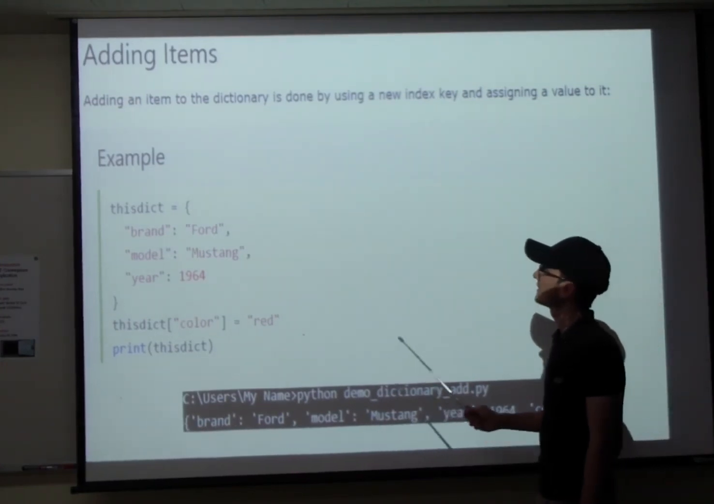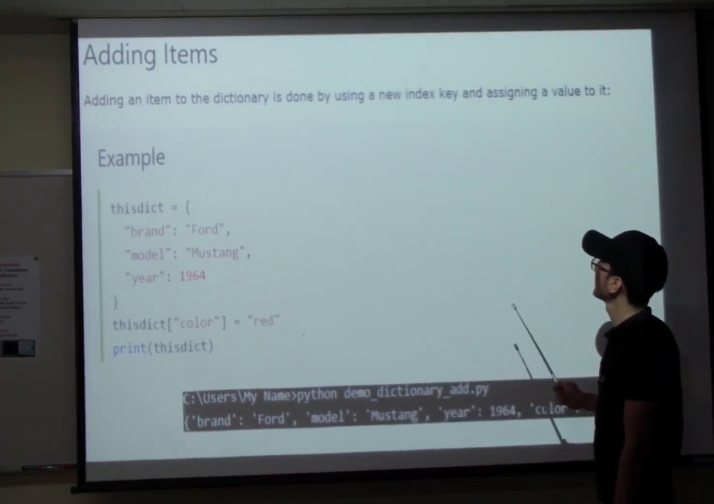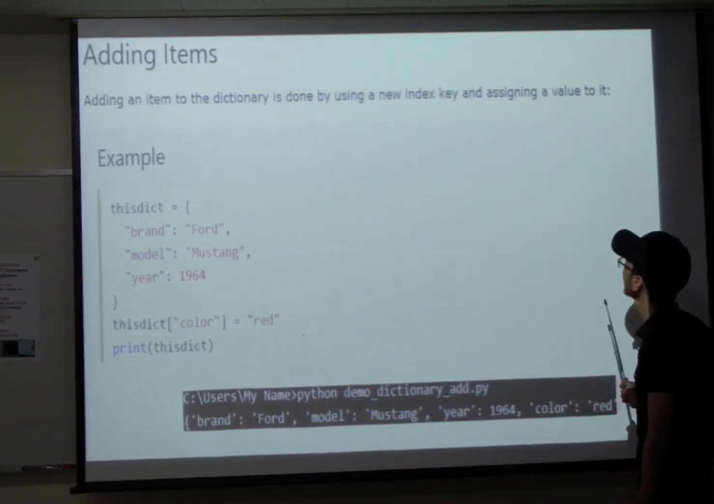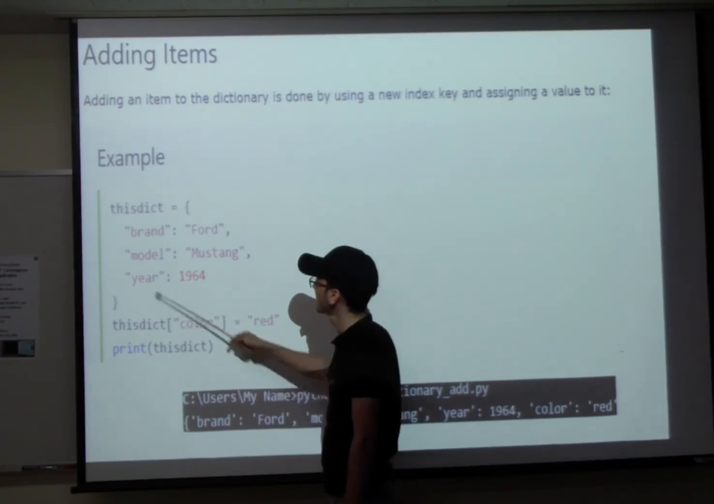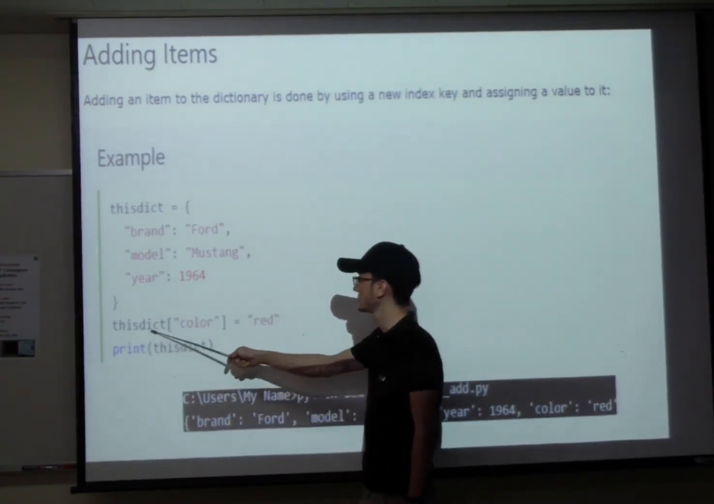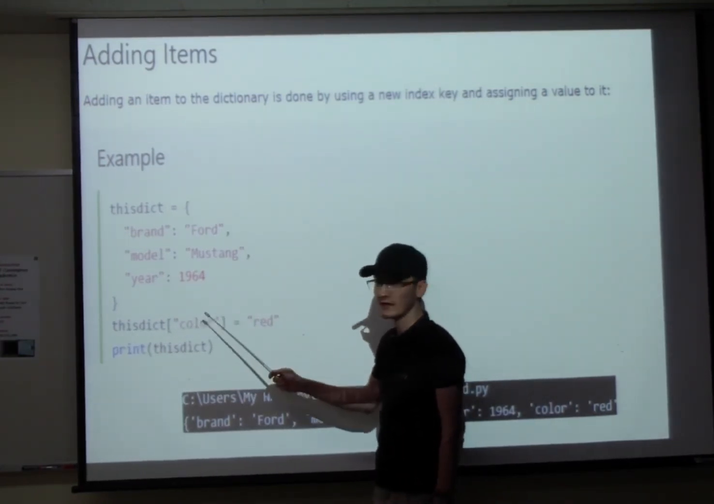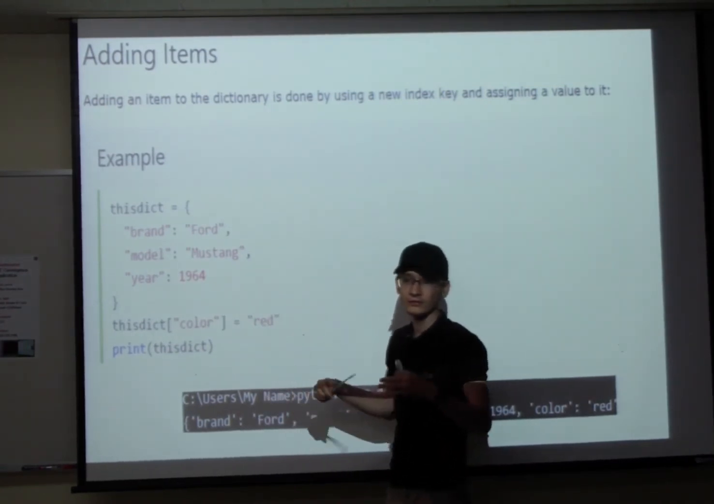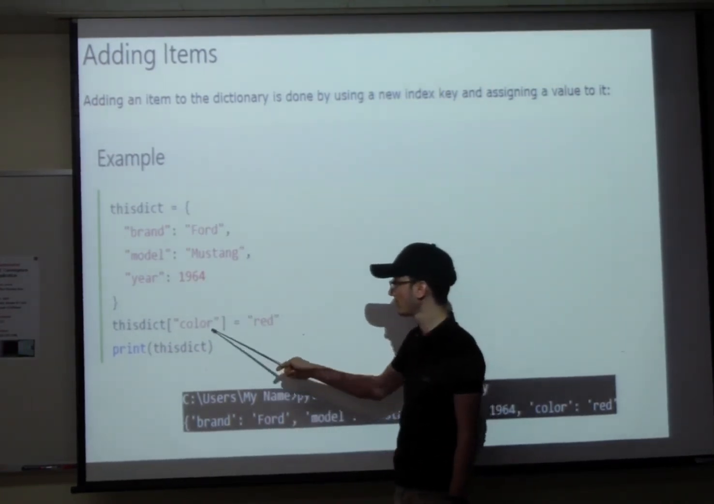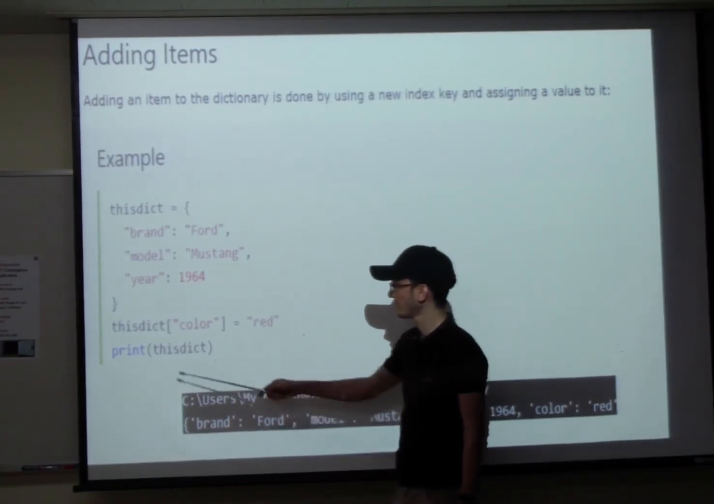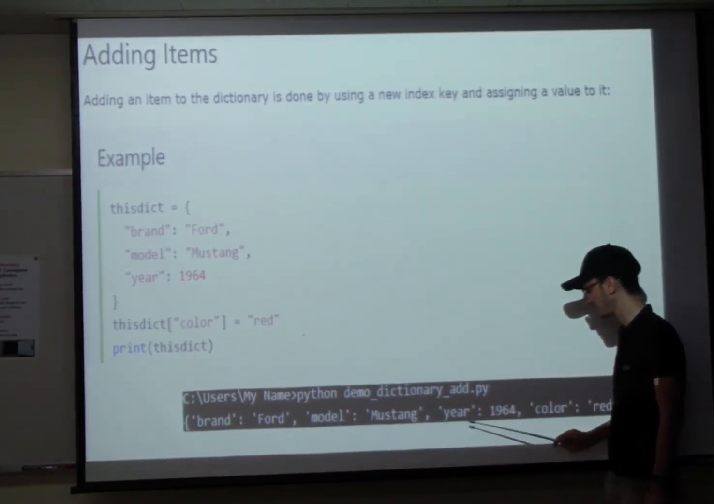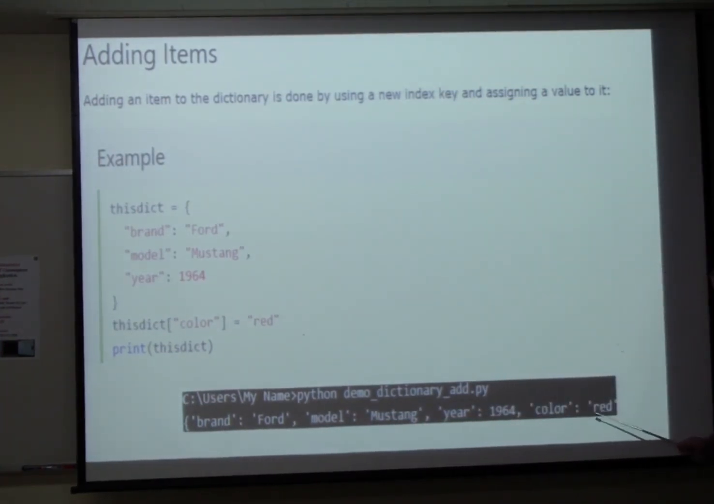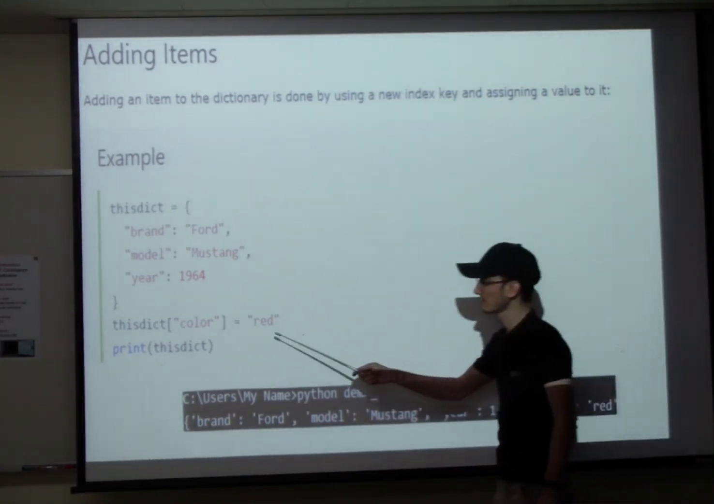Adding items. Adding an item to the dictionary is done by using a new index key and assigning a value to it. Yes. Here we have a dictionary and we are saying this is the color. We are now adding a new keyword: color equals red. And we are printing the dictionary. Brand Ford, model Mustang, year 1964, color red. We added what? A new item. So you can add in this way.